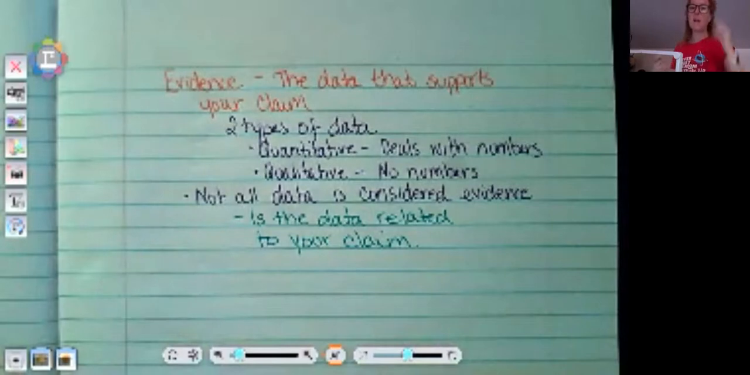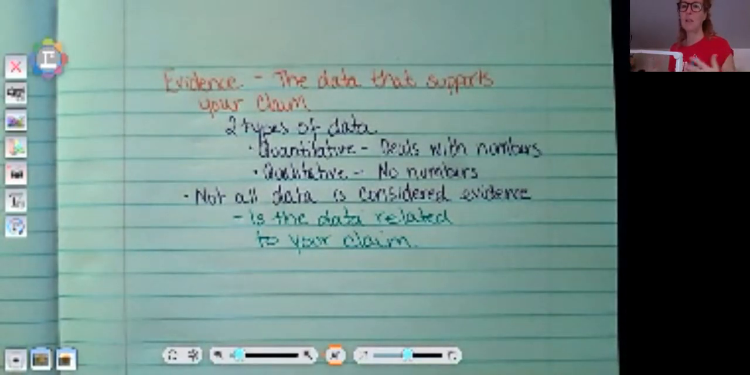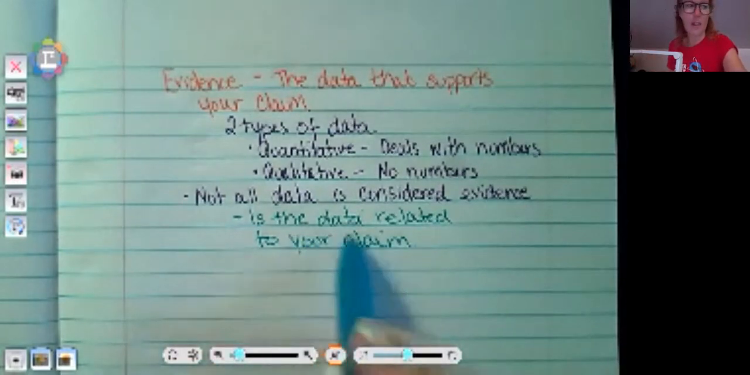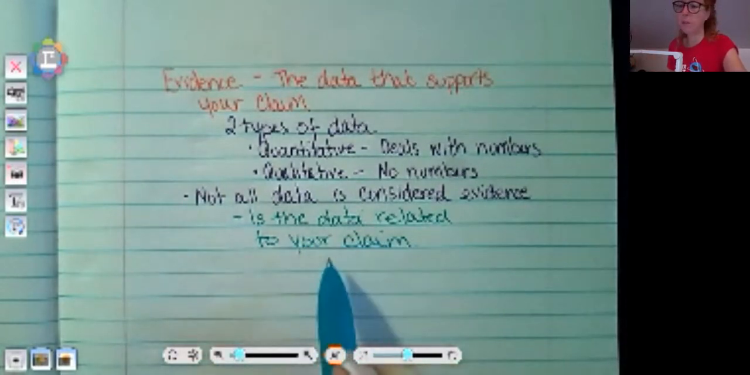So you might be gathering evidence that's not related to your claim, but it's going to be working itself in maybe with scientific reasoning or helping you think about why this happens. So not all the data that you're going to collect is going to be relevant to your claim. So you wouldn't need to include that.